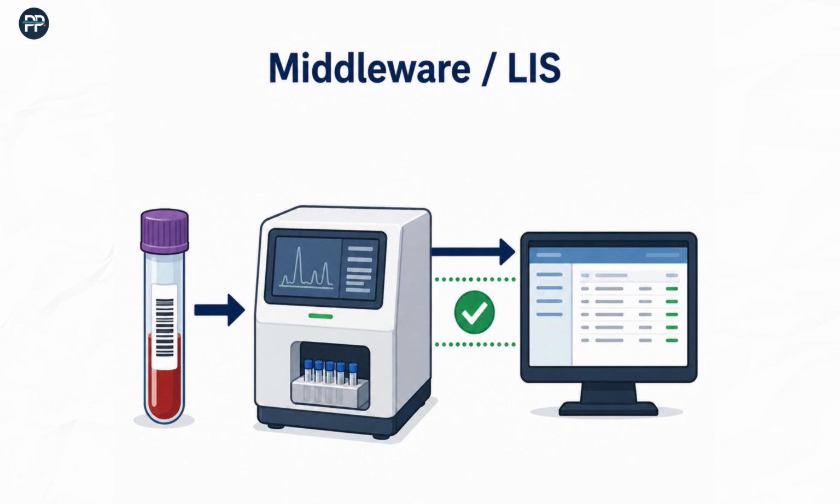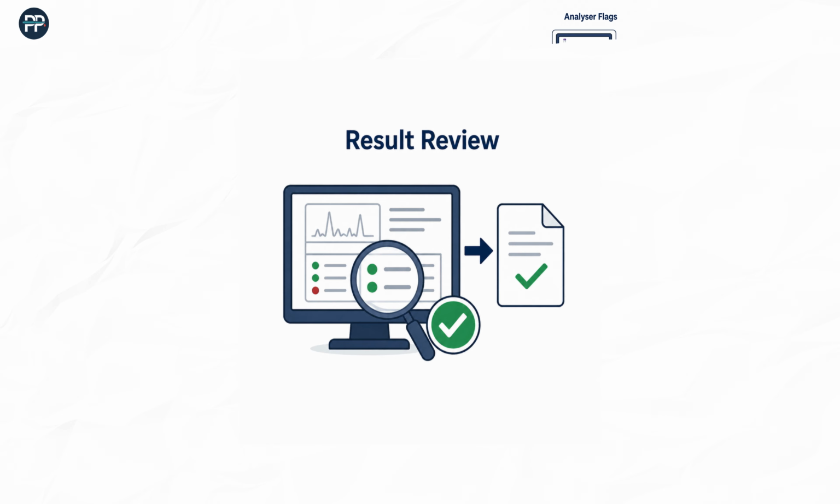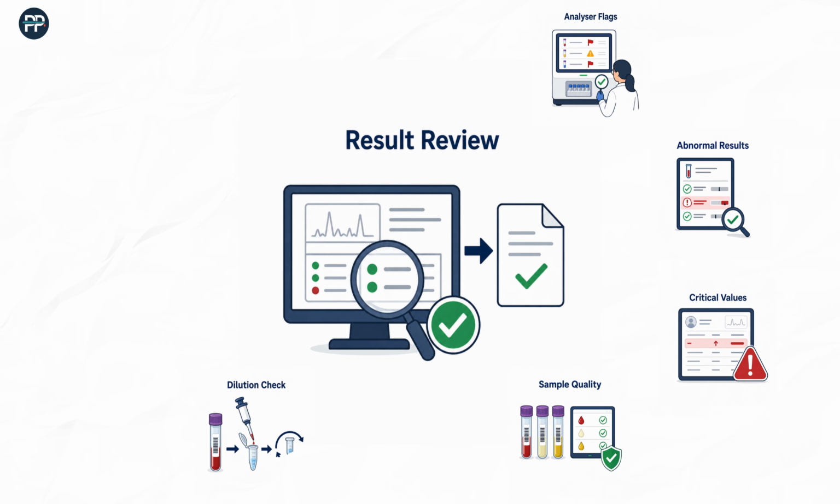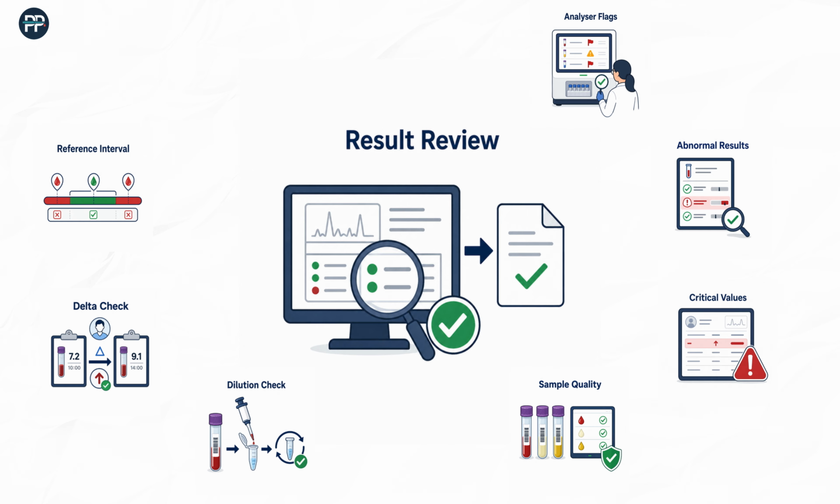For automated testing, the analyzer may generate results directly into middleware or the laboratory information system. However, those results still need to go through a review process before they are released. This review may include checking the analyzer flags, abnormal results, critical values, sample quality indicators, dilution requirements, delta checks, reference intervals, and whether the result makes sense in relation to the test requested.